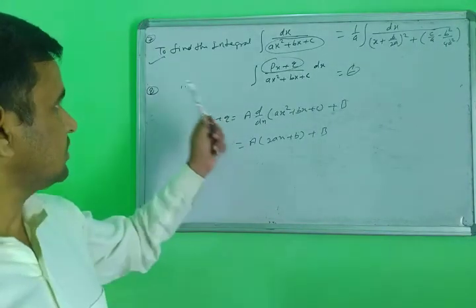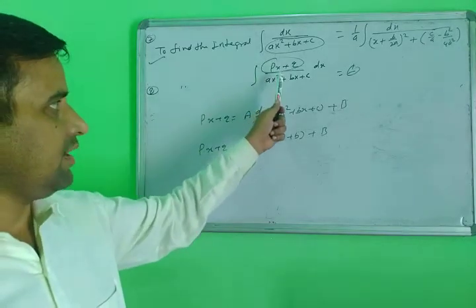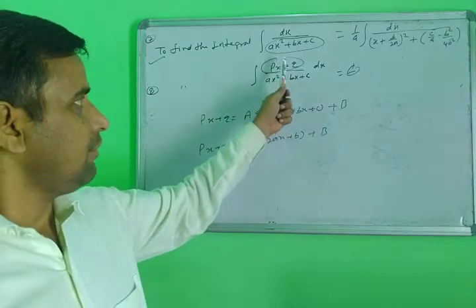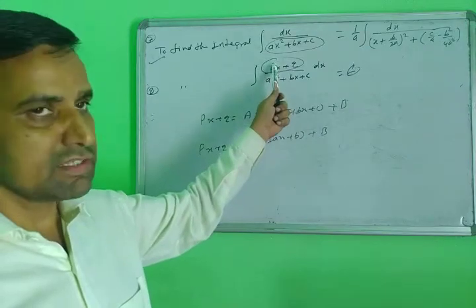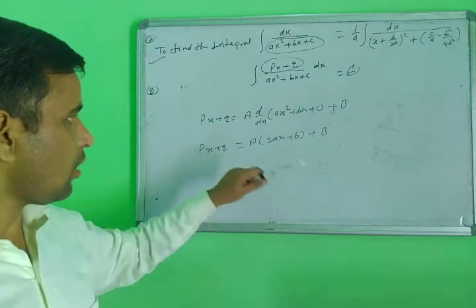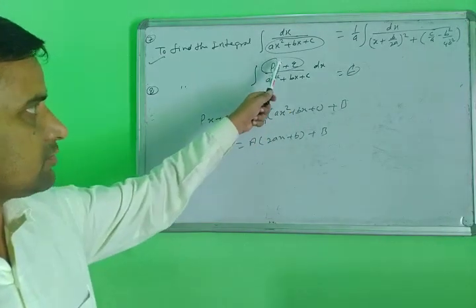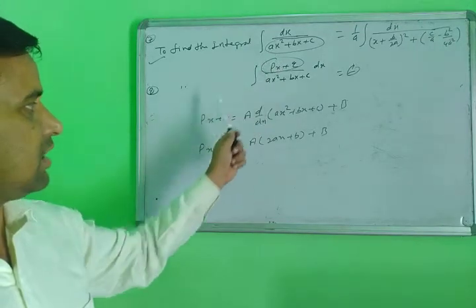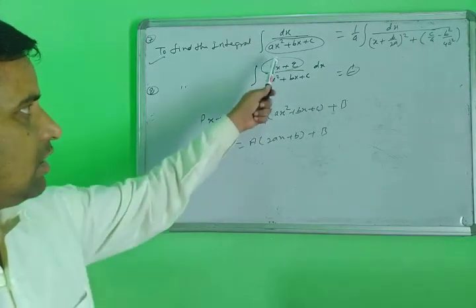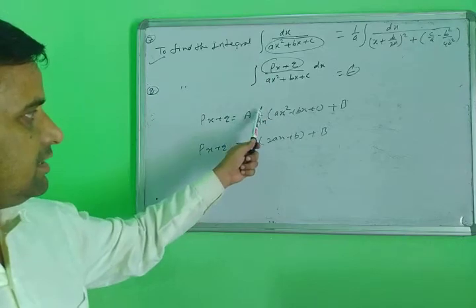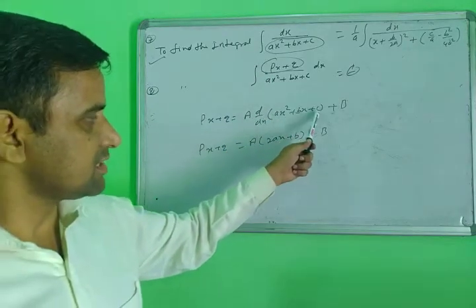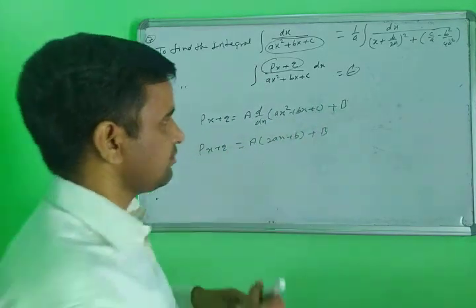Now look here, suppose the question is in this form, the denominator part the same, a quadratic equation, and the numerator a linear form. Then how to solve this question? First of all you will find the value of the numerator here, px plus q. What is the value of this? A d over dx of ax square plus bx plus c, and plus B.